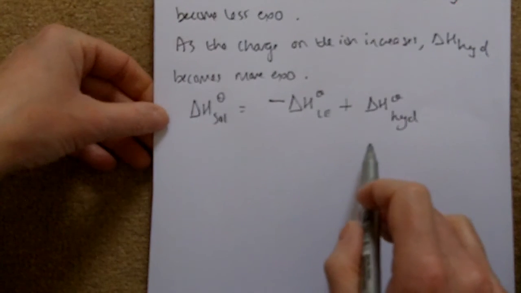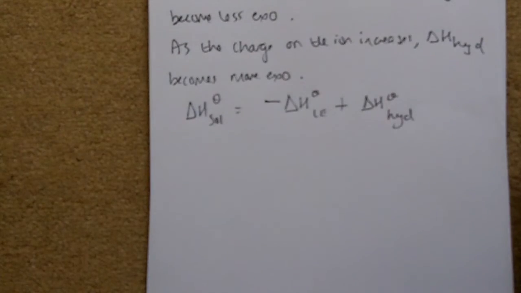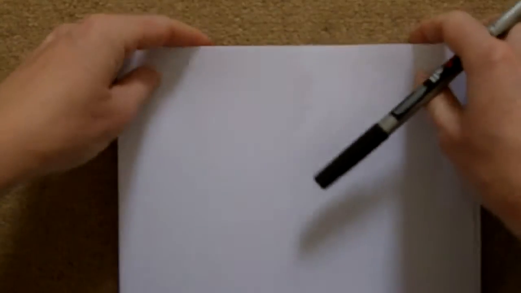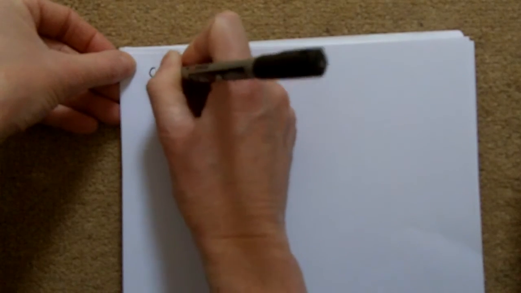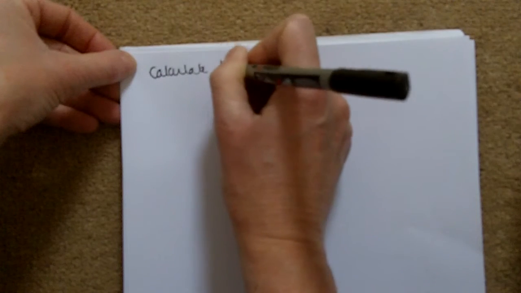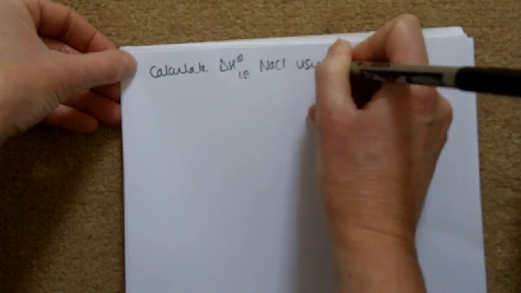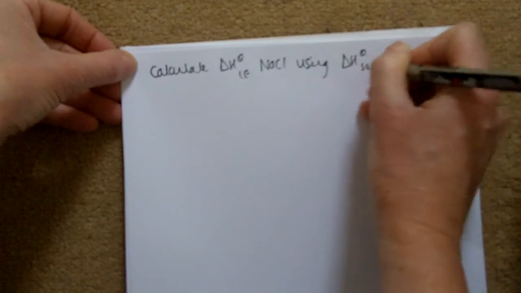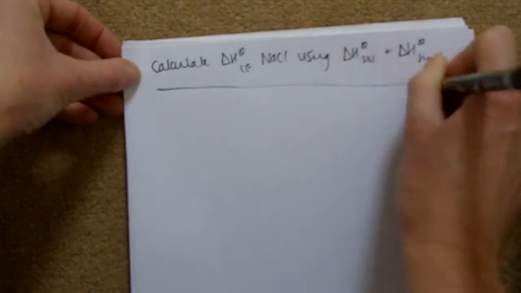Now you need to be able to draw a cycle to work this out, okay? So you're going to use sodium chloride as an example, the cycle. Right, so let me show you, this is a mini enthalpy cycle. Okay, so the job here is we're going to calculate the lattice enthalpy of sodium chloride, but we're going to use enthalpy change of solution, and we're going to use hydration in order to do this. Okay, well that's the job.